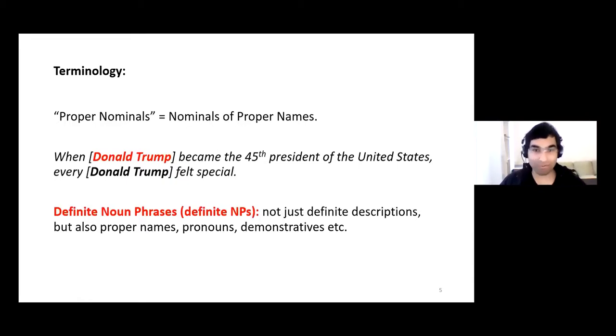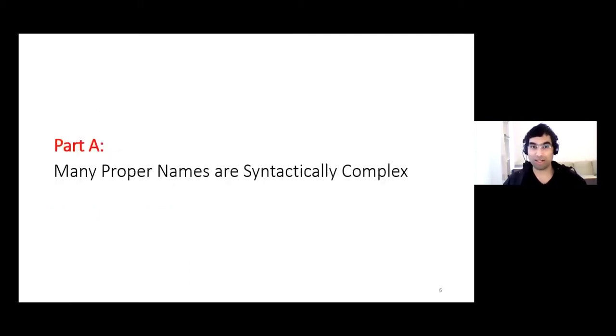And one final point, I am going to use the term definite noun phrase to include not just definite descriptions, but also proper names, pronouns, demonstratives, etc. I think this is not idiosyncratic. It's now very much the norm in linguistics. So I begin with the first part of my presentation now.